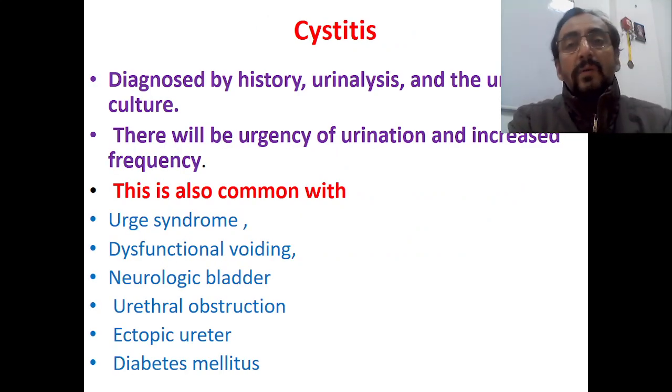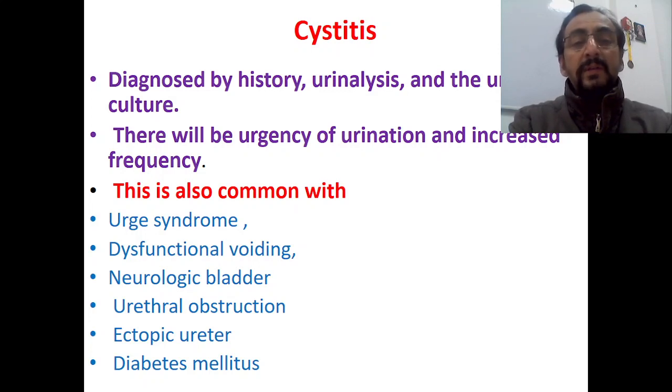Another important cause of nocturnal enuresis is cystitis. Cystitis is inflammation of the urinary tract. This is diagnosed by the history, urine analysis, and also urine culture if you go into detail. Usually the child presents with urgency of urination, and there will be increased frequency. If it is cystitis, the child may also have daytime incontinence, not only nighttime incontinence. That's how you have to differentiate.